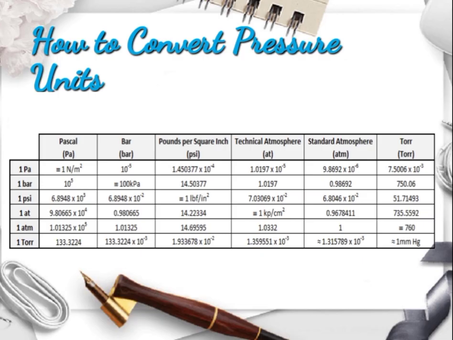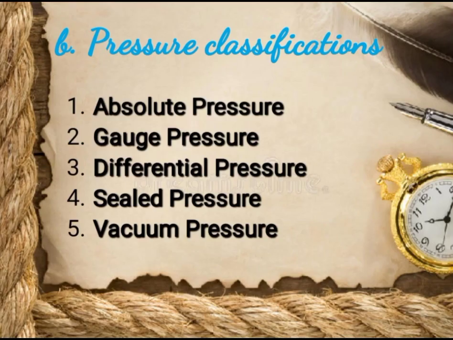So now, I will show you how to convert pressure units. So now, let's move on to the pressure classifications. So we have absolute pressure. The next ones are gauge pressure, differential pressure, sealed pressure, and vacuum pressure.